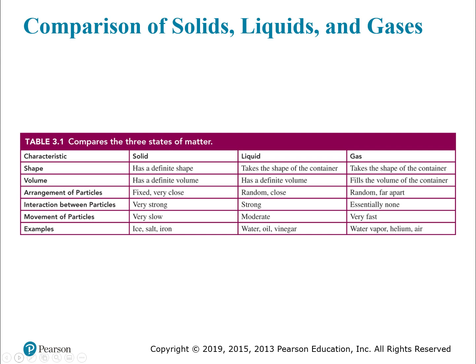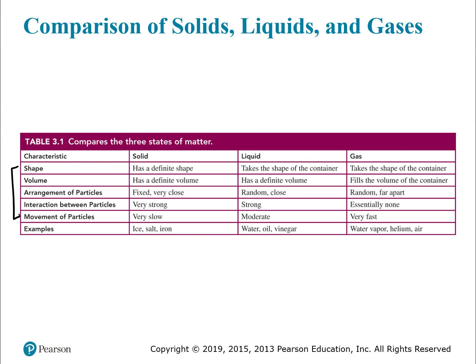When we're talking about the 3 states of matter, solid, liquid, and gas, these are the characteristics that we care about. Those are the characteristics we care about: shape, volume, arrangement of particles, interaction between particles, and movement of particles. Then there's examples.